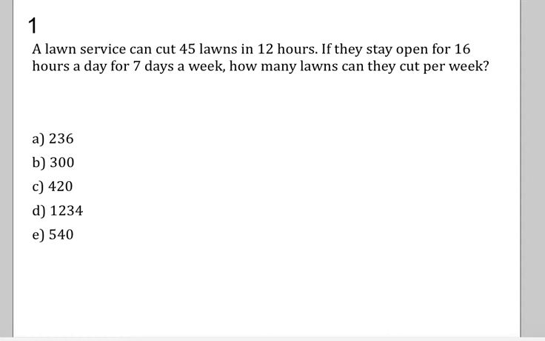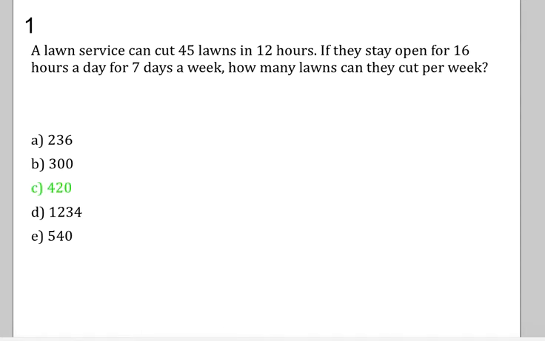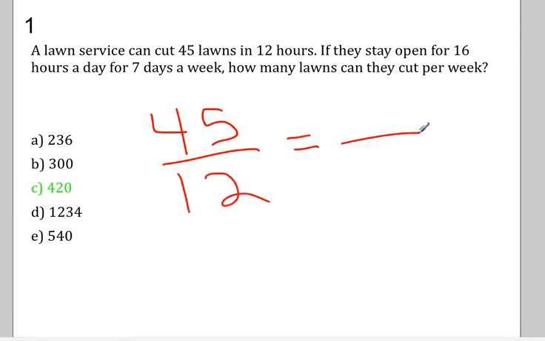All right, so hopefully you have an answer by now. You're going to find that the answer is C, 420. And then really quickly how it works, you can set this one up like a proportion. If you're going to do it that way, they cut 45 lawns in 12 hours, so you need to figure out how many they cut in 16 hours. So you're going to set a proportion like that over 16. Just one way to do it.